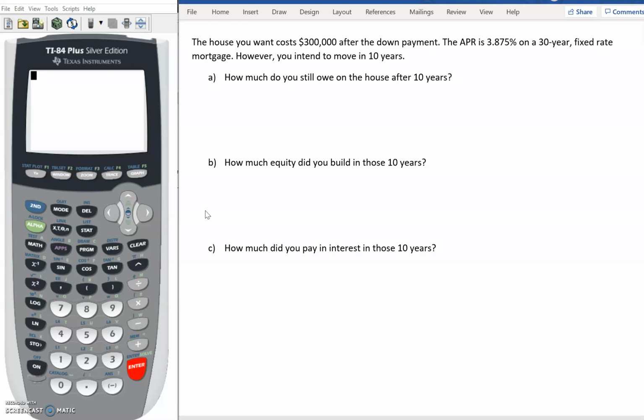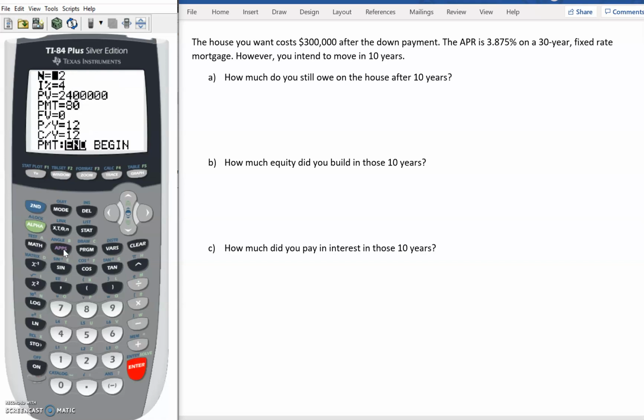So we're just introducing some functions that'll help us figure out, in the middle of the loan, how much we still owe, how much equity we've built, and how much we've paid in interest. So we start off the way that we usually do. We'll go into Apps, Finance, and then look at the TVM Solver.